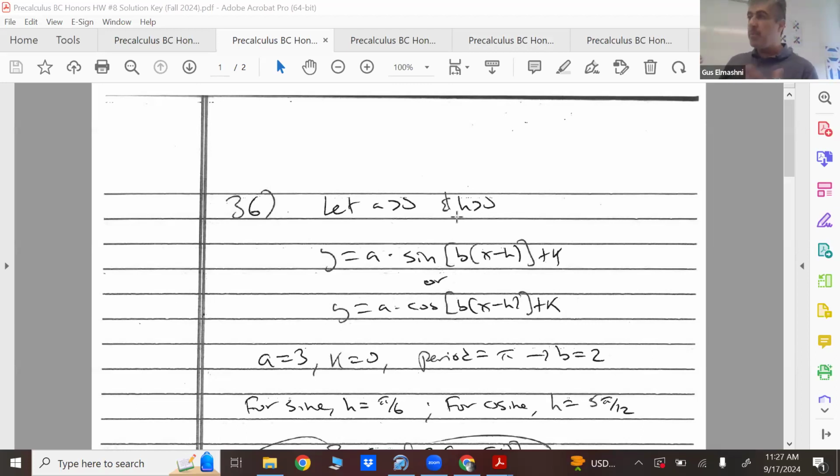So 36 is right here. I put it in Schoology as well, so hopefully you guys have it. If you don't have a hard copy of it, it's there in Schoology.